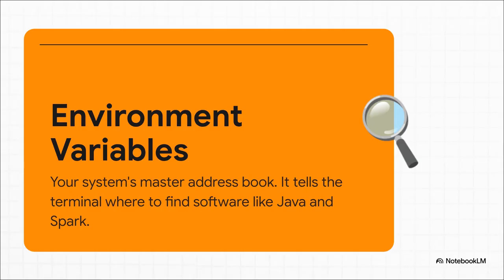So how do we do that? We use something called environment variables. And the best analogy for these, honestly, is to think of them as your system's master address book. When you type a command into the terminal, the system flips through this address book to figure out where that program actually lives. Our job right now is to add a new entry for Spark.